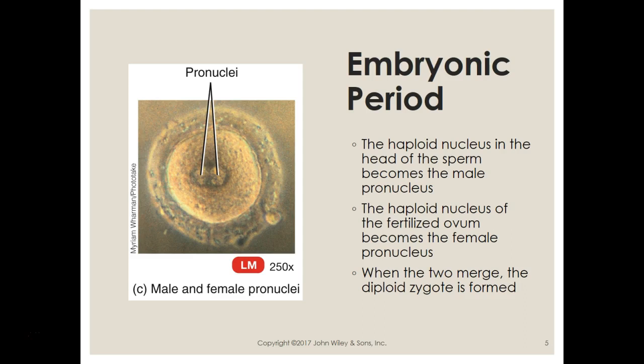So the nucleus of the head of the sperm is going to develop into a structure called the male pronucleus, and the nucleus of the fertilized egg cell develops into the female pronucleus.